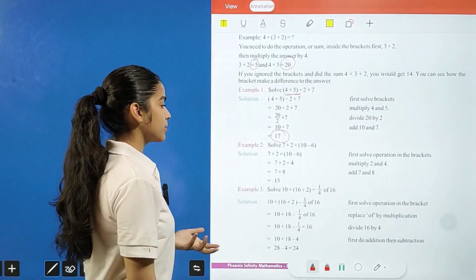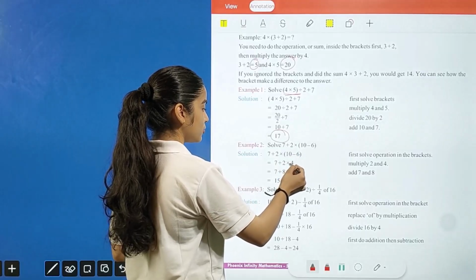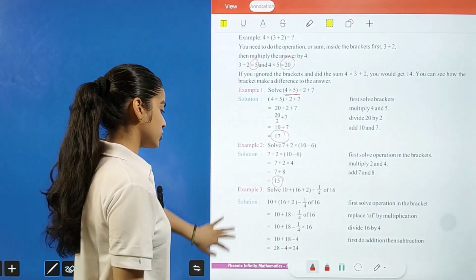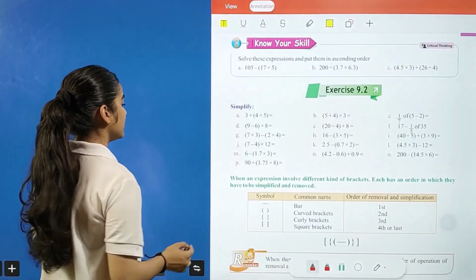Solve 7 plus 2 multiplied by 10 minus 6. 10 minus 6 is 4. Then you have to multiply with 2. So 2 multiplied by 4 is 8. 8 plus 7 is 15. So now we can shift to our exercise 9.2, where we have to solve this.